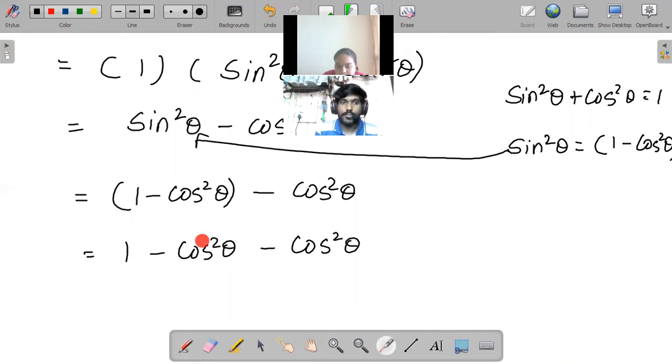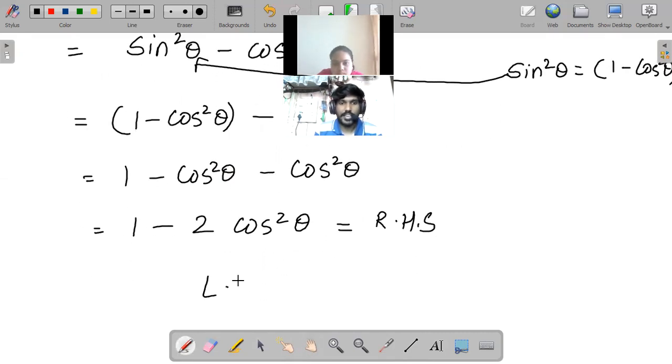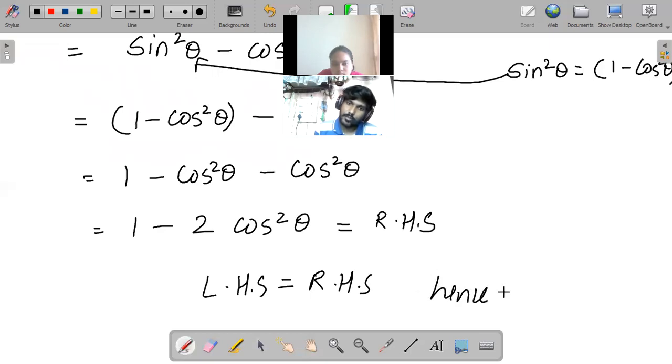Now if you see, you have minus cos square theta twice. So we can add this. So the fifth last step where we thought nothing is going to happen, and then in 4 steps the sum is done. So this becomes 1 minus 2 cos square theta, which is equal to your RHS. And hence we can say LHS is equal to RHS. Hence proved.